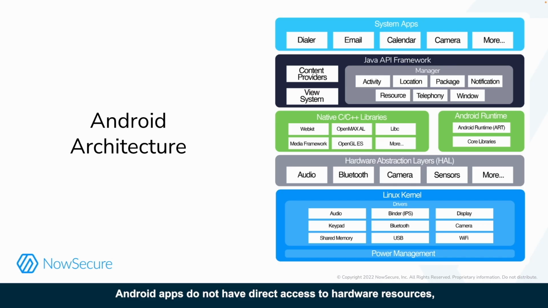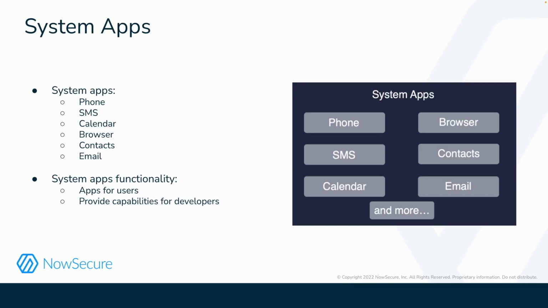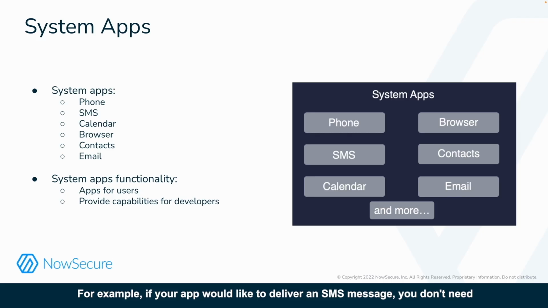Android apps do not have direct access to hardware resources, and each app runs in its own virtual machine or sandbox. This enables the operating system to have precise control over resources and memory access on the device. Android comes with a set of core apps for email, SMS messaging, calendars, internet browsing, contacts, and more. The system apps function as both apps for users and provide key capabilities that developers can access from their app. For example, if your app would like to deliver an SMS message, you don't need to build that functionality yourself. You can instead invoke the previously installed SMS app to deliver a message to the recipient you specify.